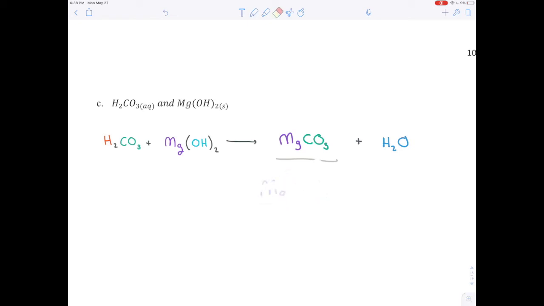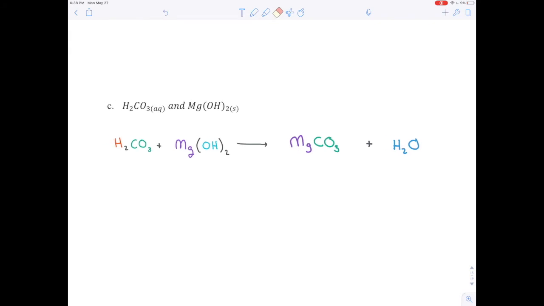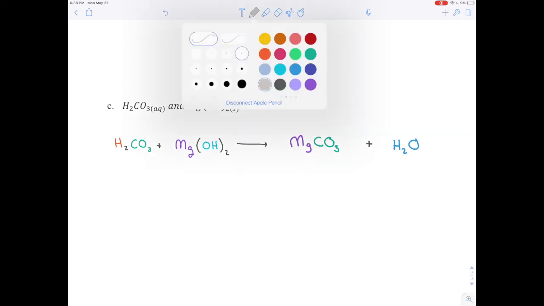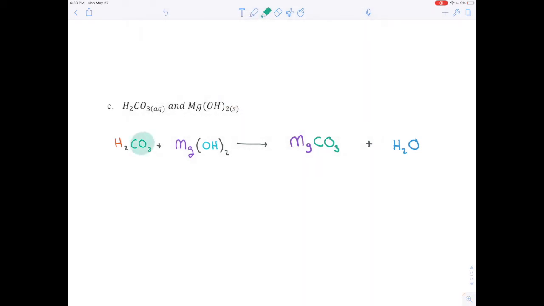Okay, so that is our equation. Now we just have to balance it. Let's balance everything that is not hydrogen or oxygen first. Then we'll balance oxygen and hydrogen last. So keep in mind that carbonate here is a polyatomic ion, so we're going to treat that whole thing as just one thing.